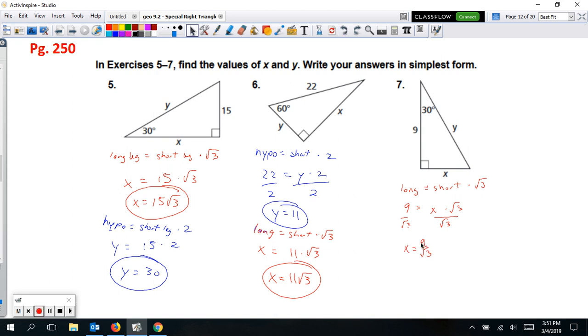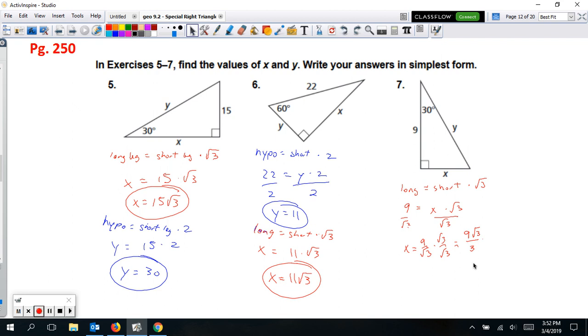But we can't leave our answer that way, remember, because this denominator cannot have a radical in it. We have to rationalize the denominator. We've got to multiply top and bottom by the square root of 3. And so now we're going to see 9 square root of 3 on the top. On the bottom, square root of 3 times square root of 3 is square root of 9, which actually is 3. So that's going to give us 9 square root of 3 over 3.